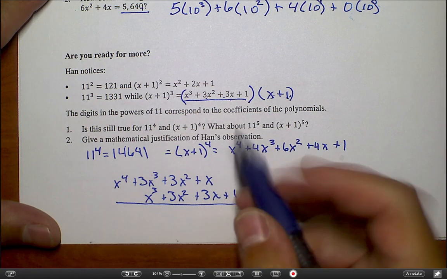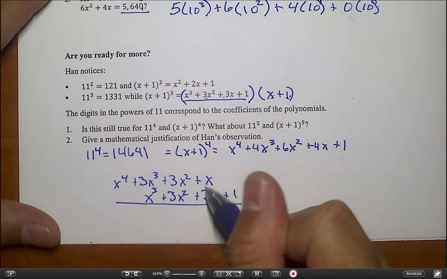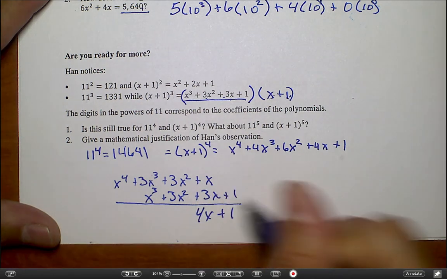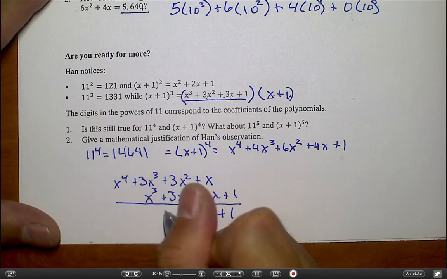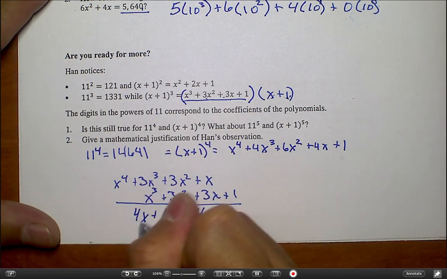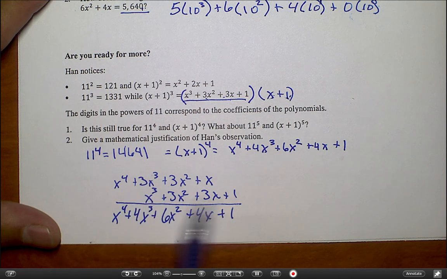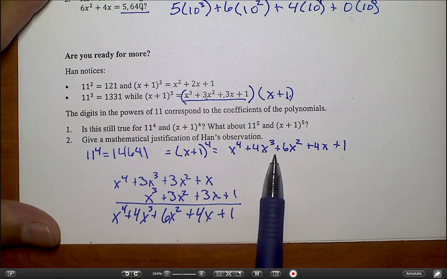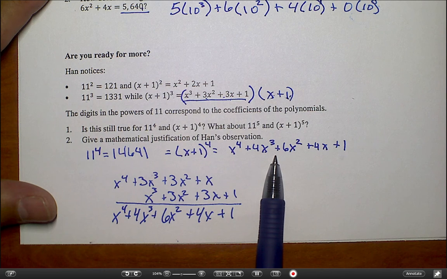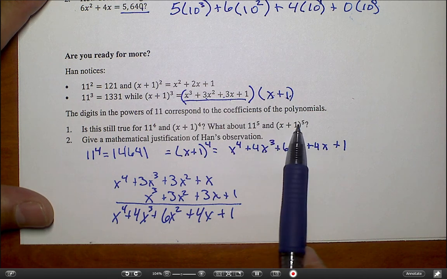I don't have anything to add it with, so I get 1. Combine those together, I got 1 there, 3 there, so it's 4x. Together I get 6x squared plus 4x cubed and plus x to the fourth. Is that what I came up with here? All right, does that work? Yes, it is. Okay, so now I could actually get another one here, right? Let's try this one right here.